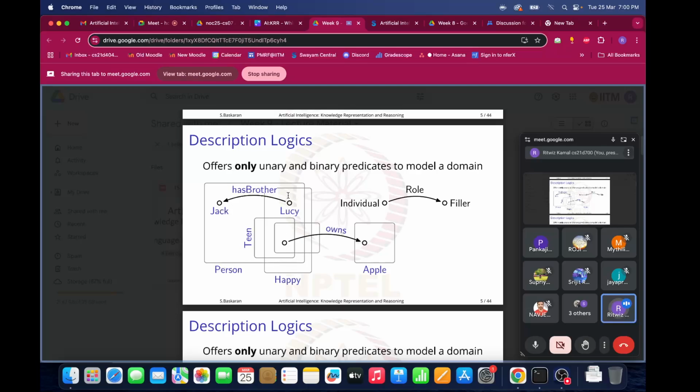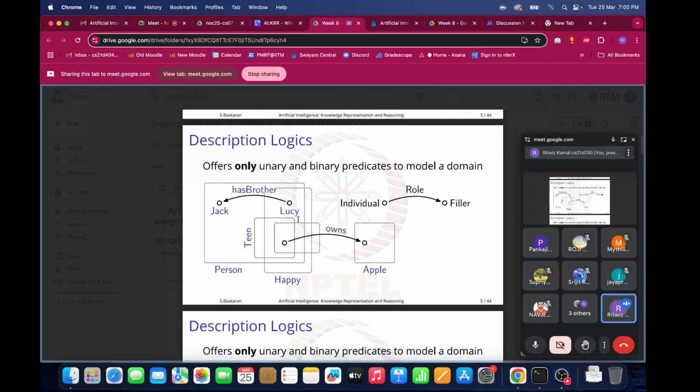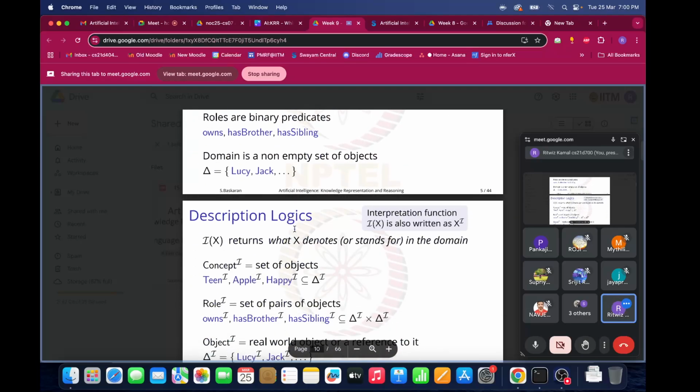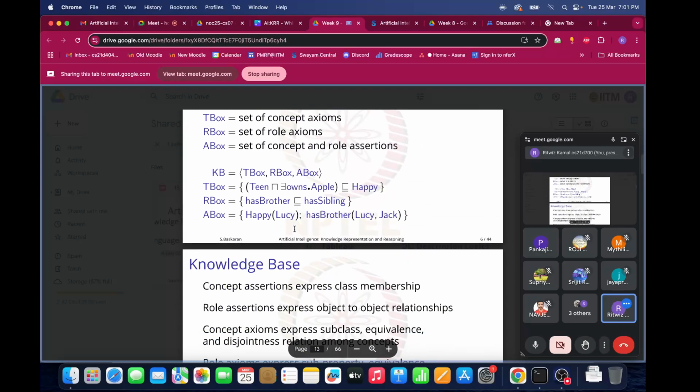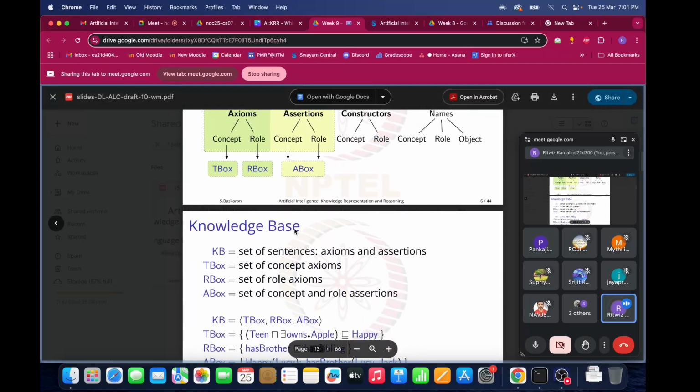So this kind of a rule is falling in the T box. This relation is falling in the R box, and there's this individual instance. For example, this Lucy, this is an instance in this set of happy people. So this Lucy will form an element of our A box. Does that help clarify this to some extent?